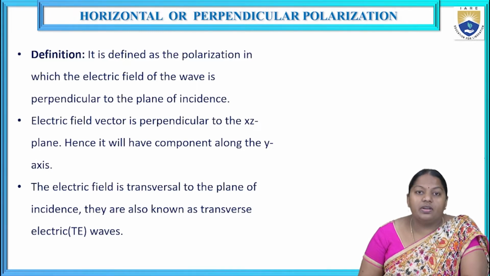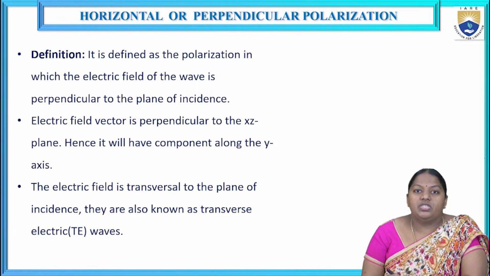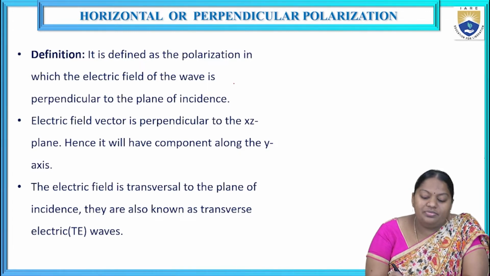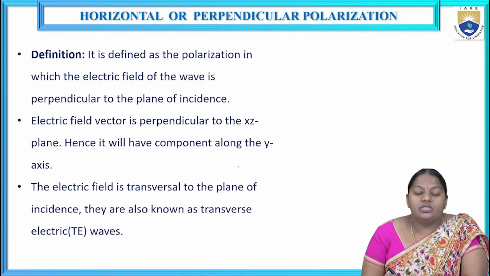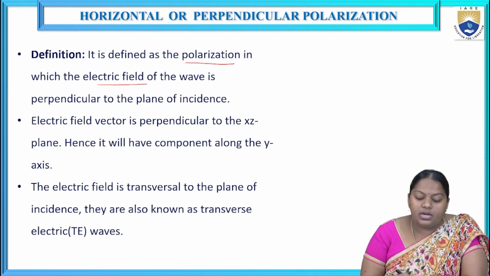From the wave propagation vectors, we'll be calculating the transmission coefficient and the reflection coefficient of the oblique incidence with perpendicular polarization or horizontal polarization. Okay. First, the definition of perpendicular polarization or horizontal polarization. It is defined as the polarization in which the electric field of the wave is perpendicular to the plane of incidence, right?